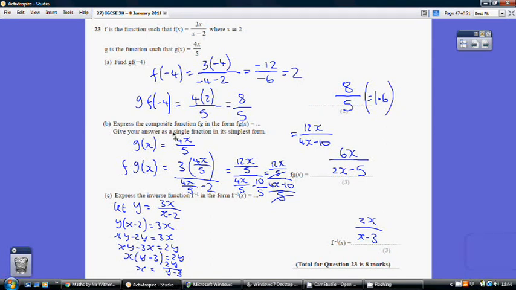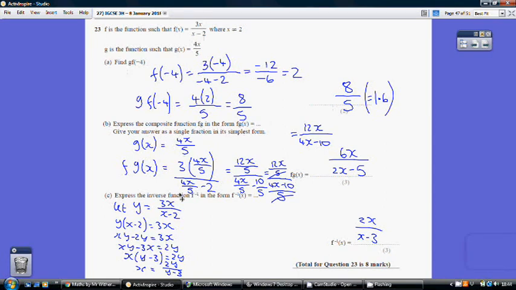Now for part B, we've got to express the composite function fg in the form fg of x and give our answer as a single fraction. So we've got to pop x into the G machine and then pop that output into the F machine. So x into the G machine obviously just gives us 4x over 5, and then we've got to pop this into the F machine. So 3 lots of 4x over 5 divided by 4x over 5 take away 2.